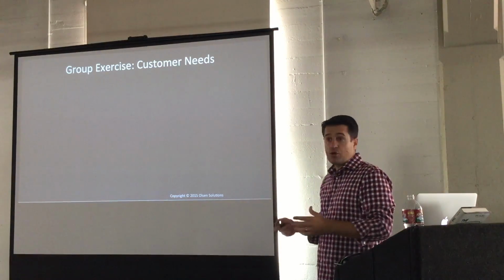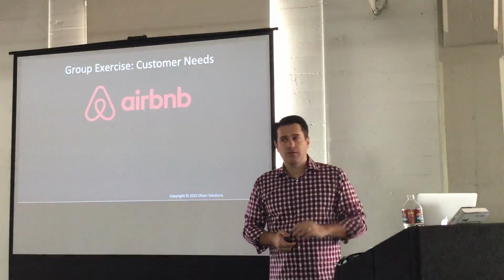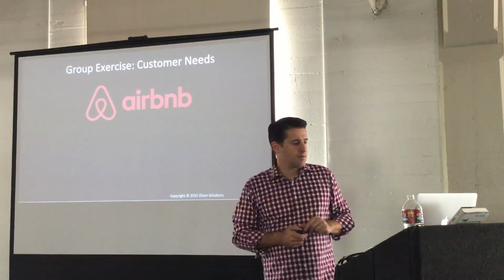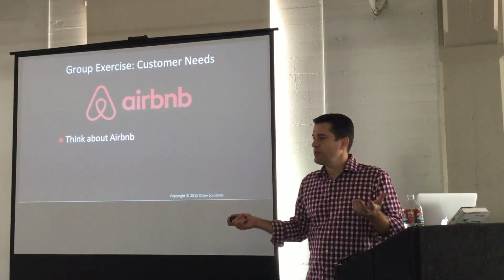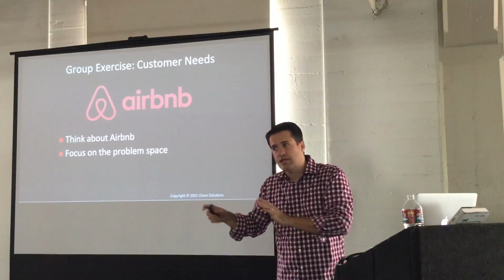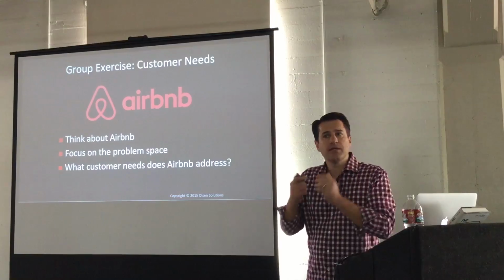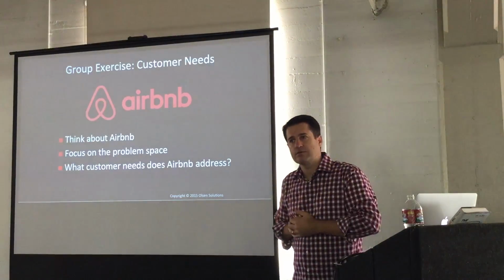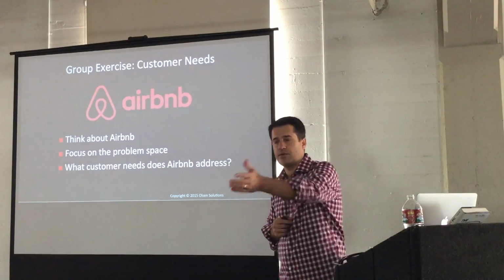Okay. I thought I'd do a quick group exercise when talking about stuff. We'll talk about Airbnb to illustrate this concept. So think about Airbnb. I picked that because hopefully most of you are familiar with it. Focus on the problem space. Try not to think about features. And what customer needs would you say that they address? Just raise your hand and we'll get some answers. What do you think they address?